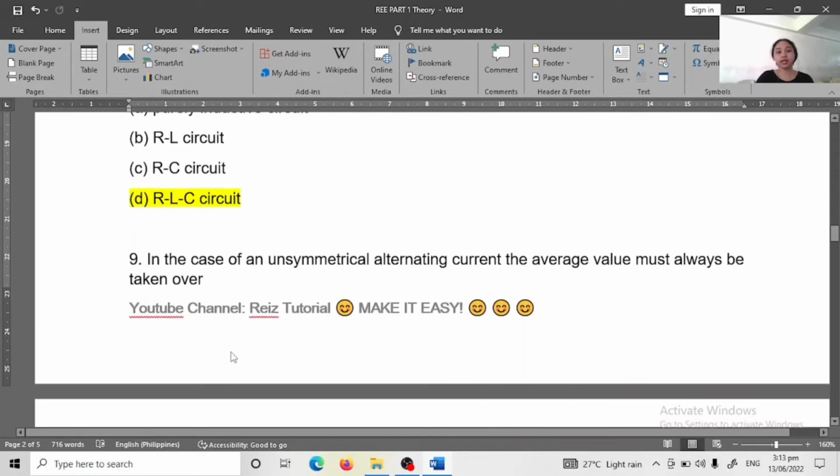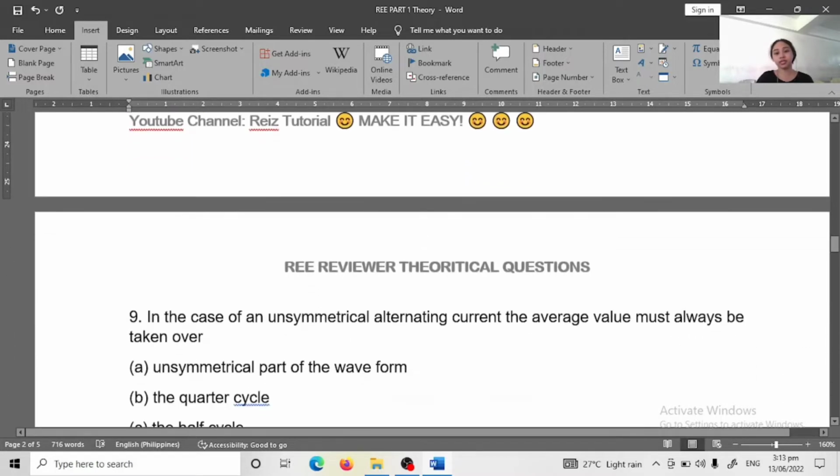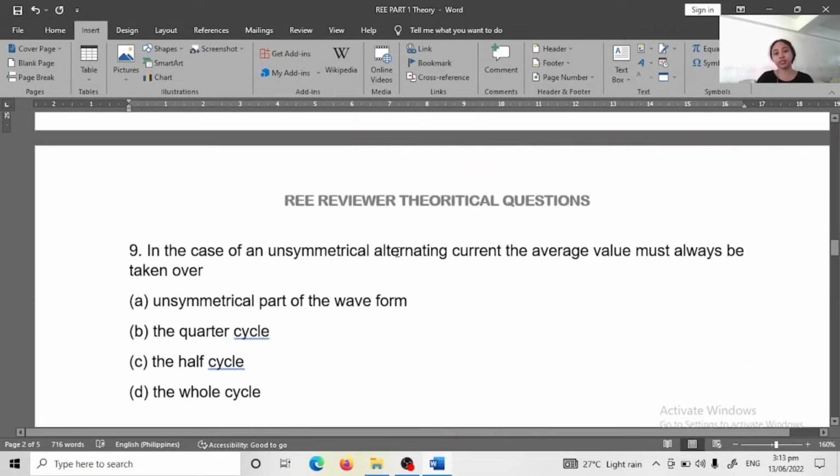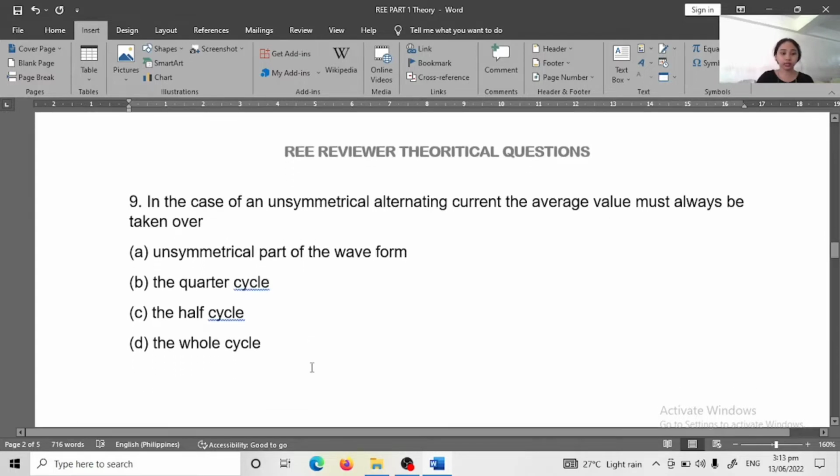Number nine, in the case of any unsymmetrical alternating current, the average value must always be taken over A, unsymmetrical part of the waveform, B, the quarter cycle, C, the half cycle, D, the whole cycle. So what's your answer? So the answer for number nine will be the whole cycle, letter D.